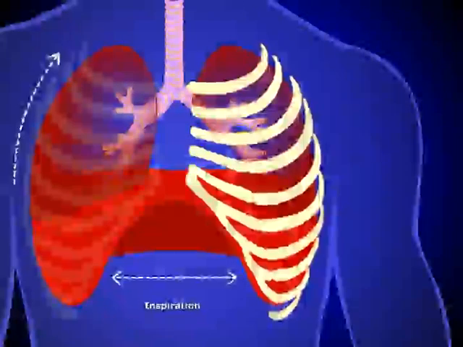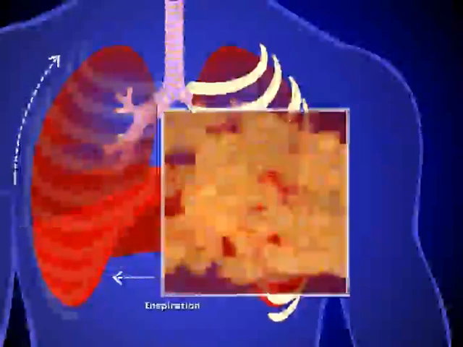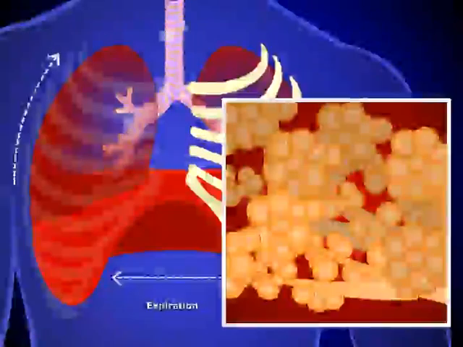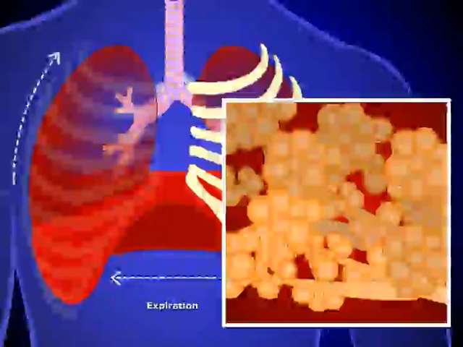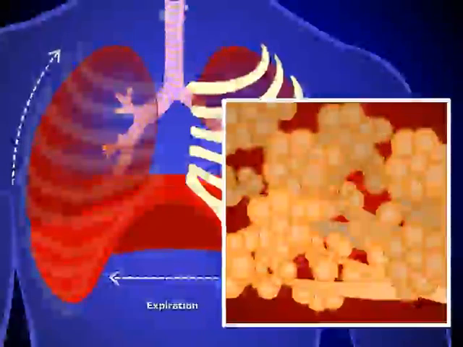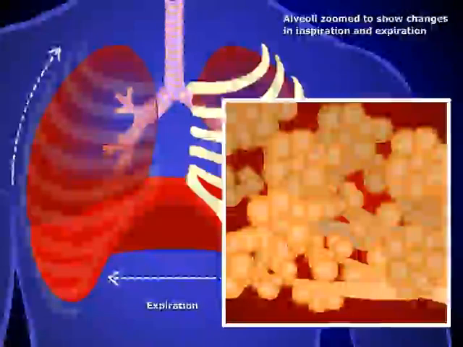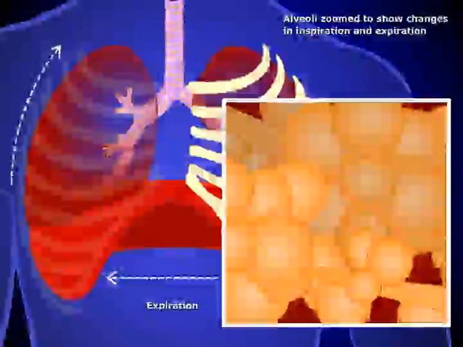With this in mind, let's take a closer look at the mechanics of respiration and zoom in on the alveoli. Alveoli of the lungs are surrounded by capillaries and contain millions of cells where gas exchange takes place. Pay attention to the changes to the alveoli. During inspiration, alveoli inflate, and in expiration, they deflate. As we zoom in on the alveoli, we can see these changes more closely.